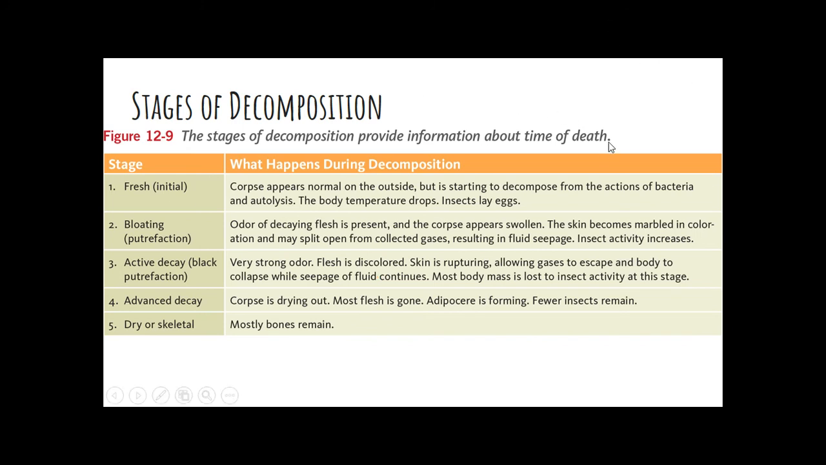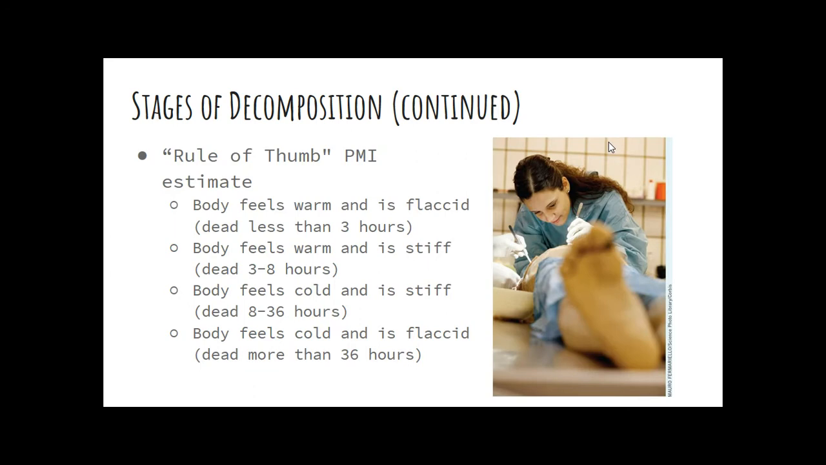So I have a rule of thumb for estimating how long someone has been deceased based on decomposition. If the body still feels warm and is not in rigor mortis, or is flaccid, so that means it's not all tightened up, they've been dead less than 3 hours. If the body's warm, but rigor has started to set in, we're looking at 3 to 8 hours. If the body is cold and has that rigor mortis, then we're looking at 8 to 36 hours. But if the body is cold and it has lost rigor, we're looking at more than 36 hours.